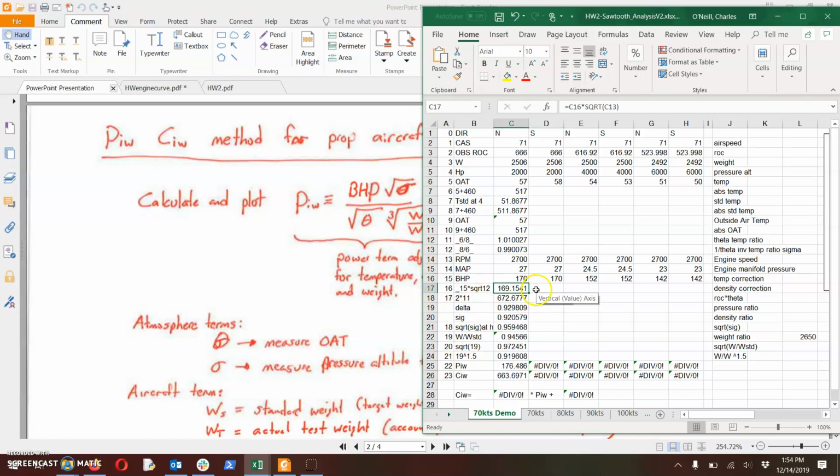Okay. And just to be very clear here, this is the square root of theta. That is what we have, because here we have the square root of C13, which is this line 12, and that's 8/6, which is standard over outside air temperature. So we have in fact done PIW correctly.